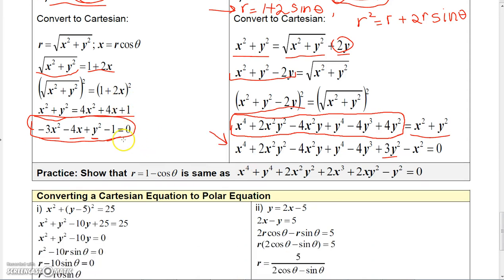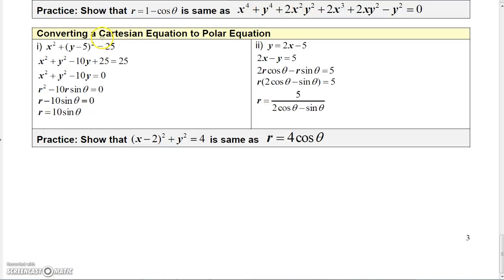In a similar fashion, you can show that r equals 1 minus cosine theta is this if you want a practice problem. I'll go ahead and convert a couple of Cartesian equations to polar equations.